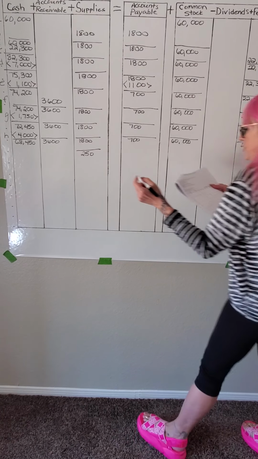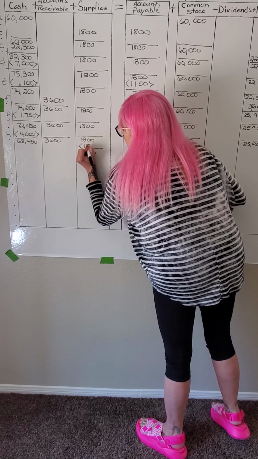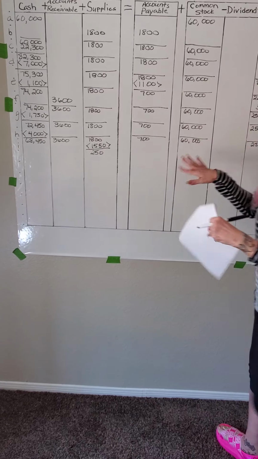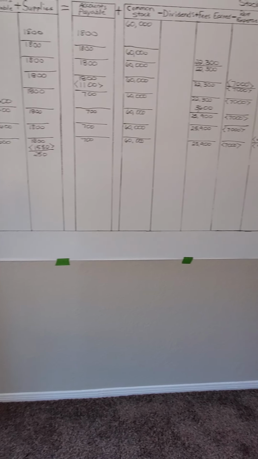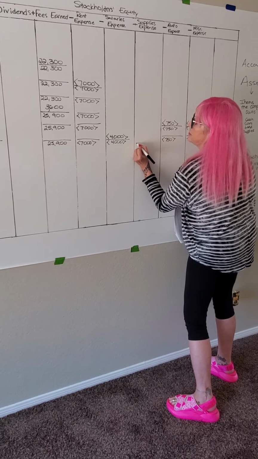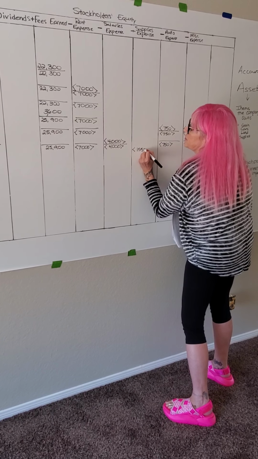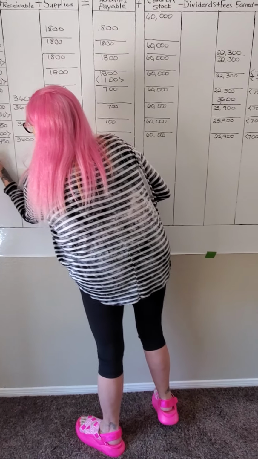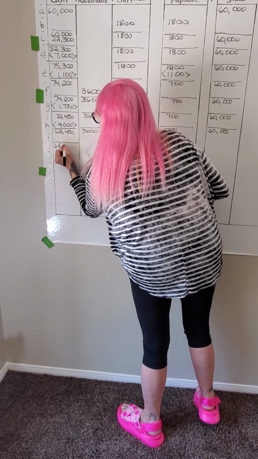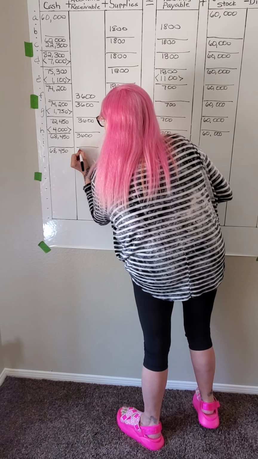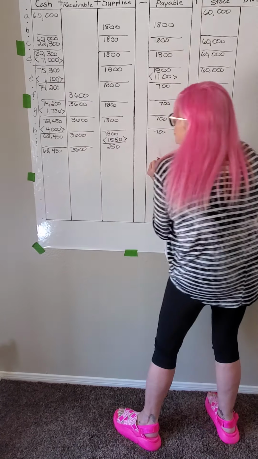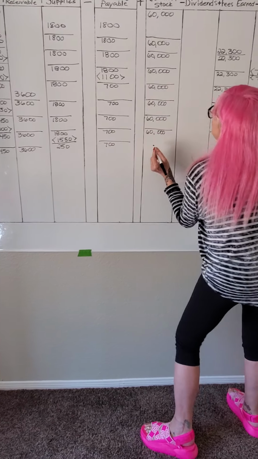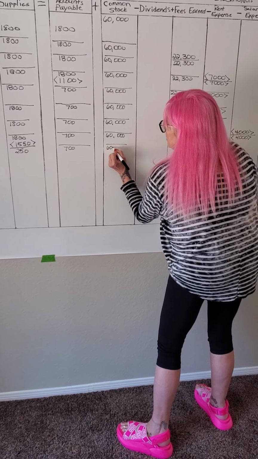So we're going to reduce supplies by $1,550, and then we're going to recognize $1,550 of supplies expense. Again, we'll come down and redo our balances. $68,450 for cash, $3,600 for accounts receivable, $250 for supplies, $700 for accounts payable. Common stock is $60,000.